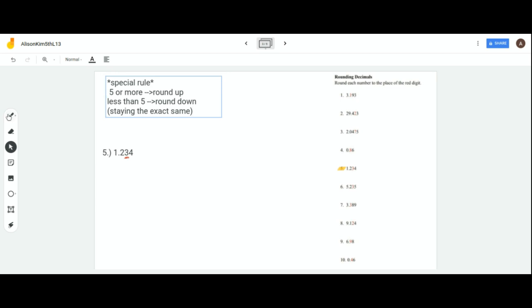So the new answer is going to be 9.23. The 3 does not change because 4 is not greater. If it was 9.235, then it would be 9.24. But since 4 is less than 5, we're just going to leave it as 3, okay? Which is rounding down.